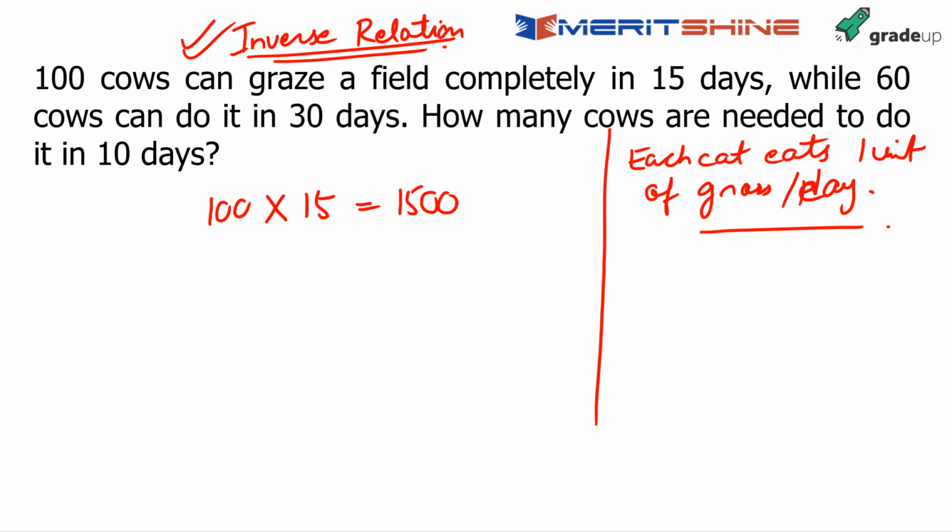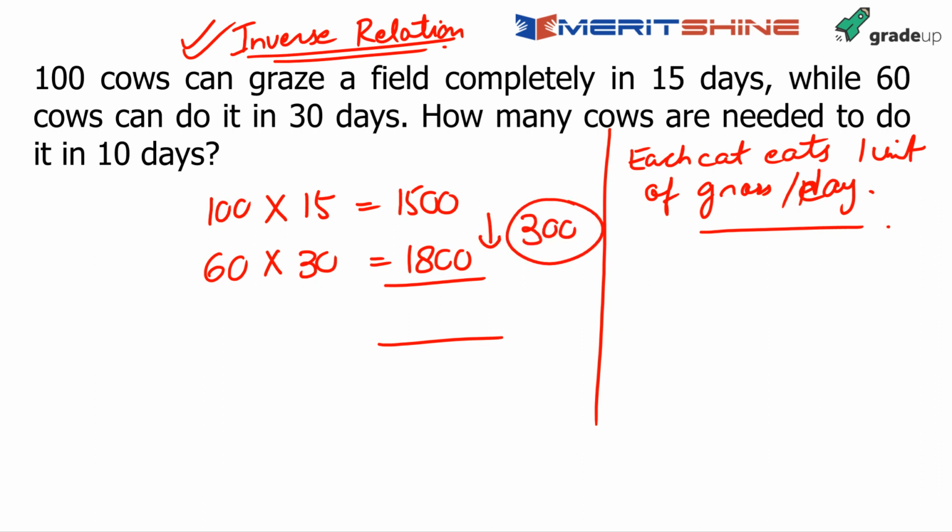Look at the second scenario. It's 60 cows and they graze for 30 days. So this is 1800. So if this is 1500, this is 1800, can I say that an additional 300 units of grass that these cows have eaten in the next 15 days, from this 15 to this 15, is the grass that must have grown in the 15 days? Isn't it common sense? It's common sense.